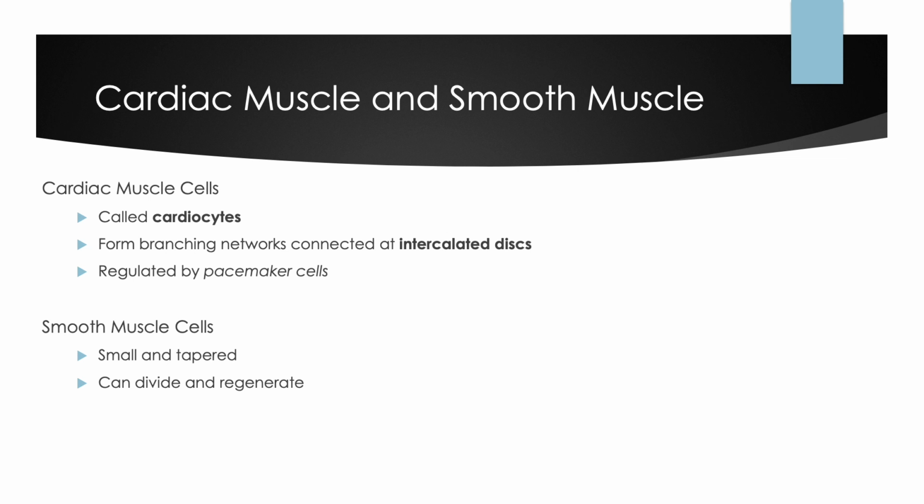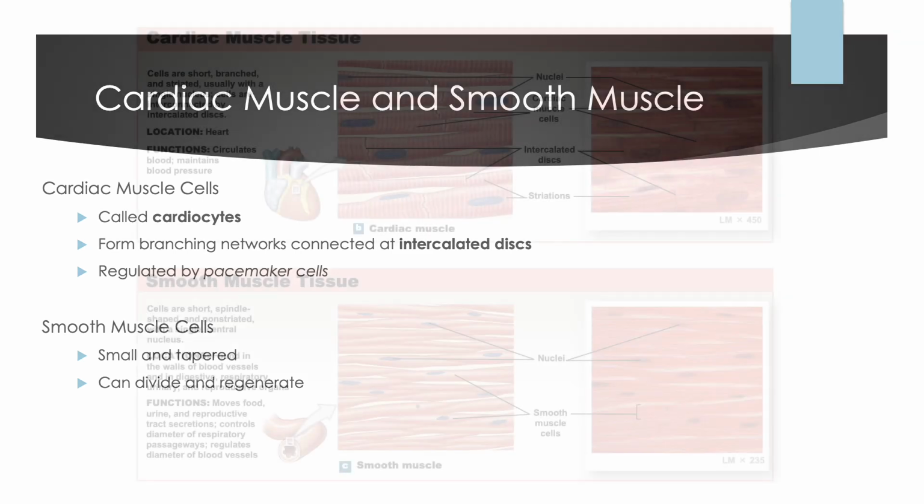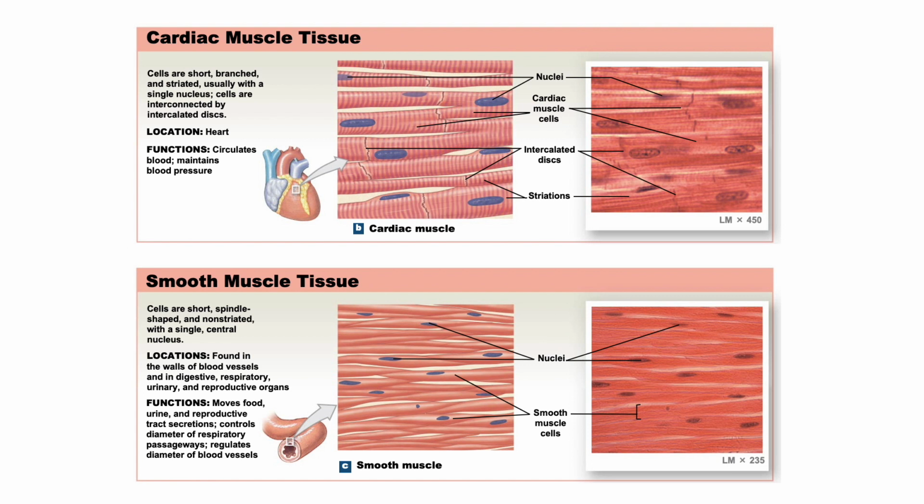And then we have smooth muscle cells, which are small and tapered, and they're able to divide and regenerate. On this slide, you can see pictures of those two cell types that we just described, and you can kind of appreciate, hopefully, the striated appearance of the cardiac muscle cells and the fact that they're intercalated. So they do look a little stacked and branched and connected, whereas smooth muscle cells, I hope you can appreciate that they're a little more stacked on top of each other, and they're not striated and they are nucleated. So hopefully you can appreciate that morphology.